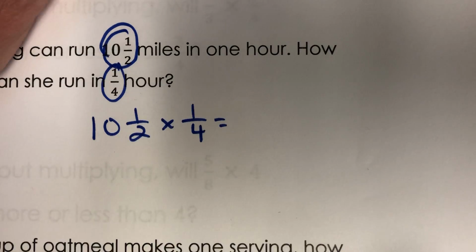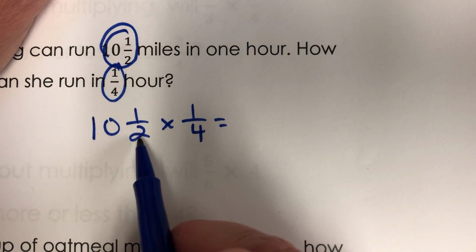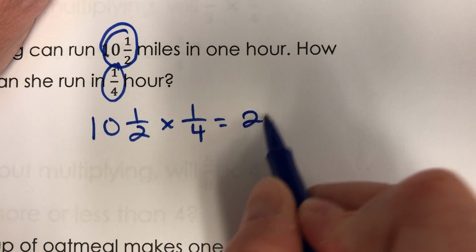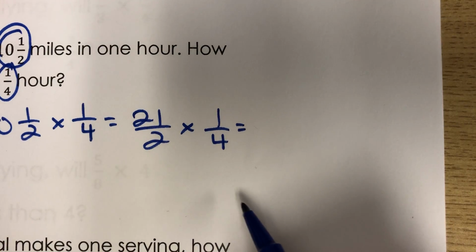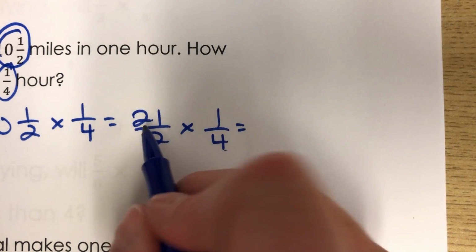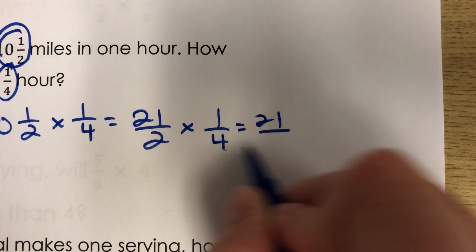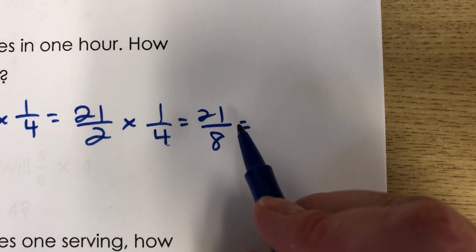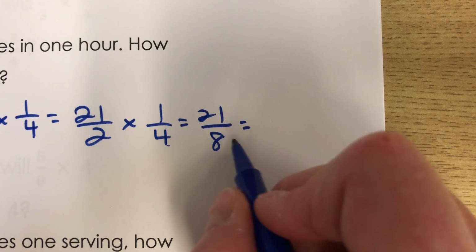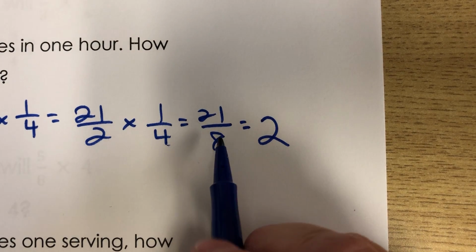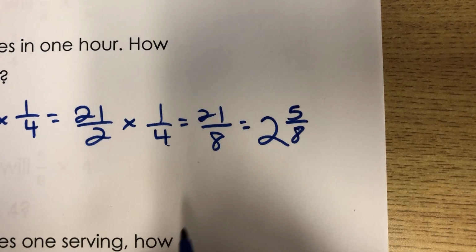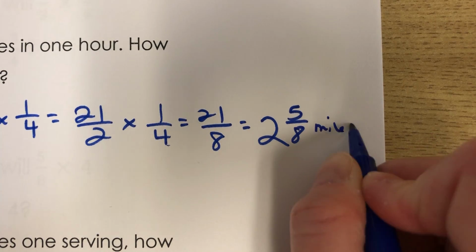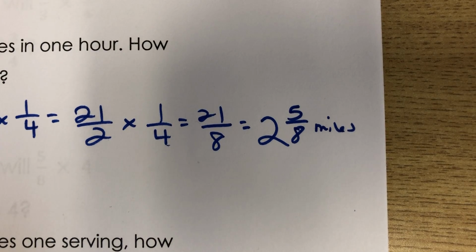All right, to do 10 and a half times 1/4, I need to change this into an improper fraction. 2 times 10 is 20, plus 1 is 21 halves, times the 1/4. And I look to see, can I cross simplify? Nope, nope. All right, 21 times 1 is 21. 2 times 4 is 8. This is improper, so let's switch it up. 8 goes into 21 twice, and 8 times 2 is 16. 16 is 5 away from 21, and my denominator does not change. So 2 5/8 miles. That's how far in 1/4 of an hour. That's pretty far. All right, next.